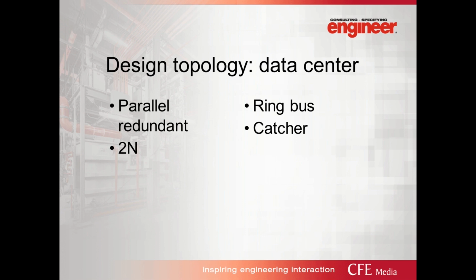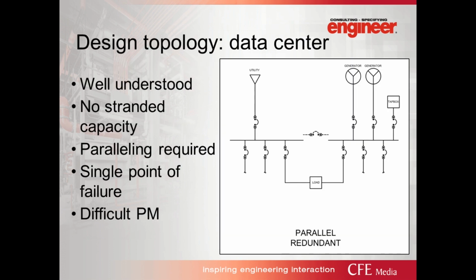This one, semantics aside, I just call redundant parallel common bus. This is something you see a lot at hospitals and other facilities. I think the biggest thing that is good about this is it's well understood throughout the industry. A lot of people know how to make this work correctly. And there's no stranded capacity. And by stranded capacity, I mean if something downstream needs to get worked on, the generator can still feed it. It isn't rendered useless like some of these other designs that we'll show. There are single points of failure, and preventive maintenance can become difficult.